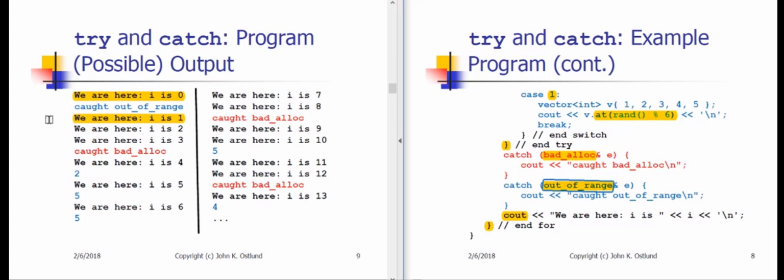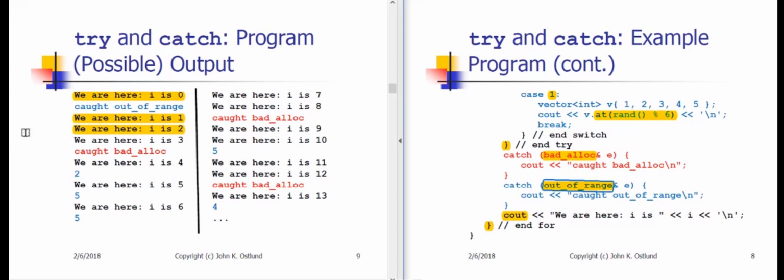Now, generating out of range, and therefore catching out of range, is a rare event. We only get into the vector code once in every 5 iterations through the loop, and even when we're in the vector code, we only throw an exception 1 time out of 6. So roughly speaking, 1 time out of 30 through the for loop, we should generate and catch an out of range exception.